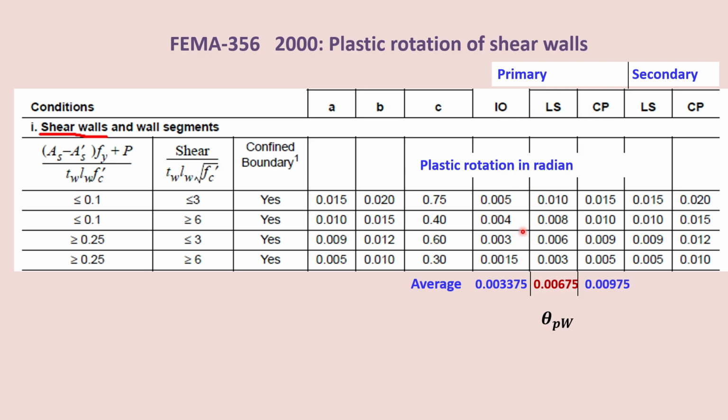Now while designing in the beginning, you do not know the stress ratios, this column or this column. So what trick do we apply? We take the average of all these so that everything is included in some way. So we take the average of the IO values here, this was in radians, the average of all the LS values here, and the average of the CP values here. These are your theta PW, the plastic rotation of the wall, to be used in design depending on whether your building is an IO building, LS building or CP building.